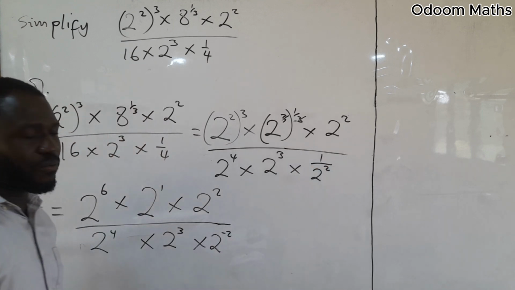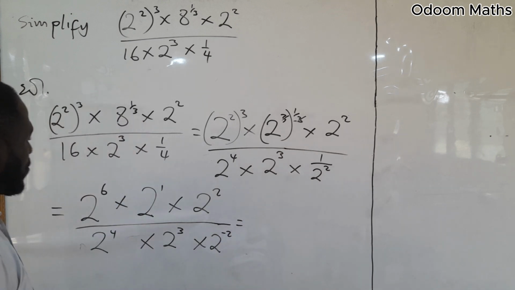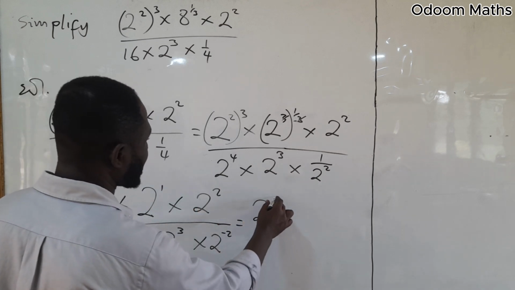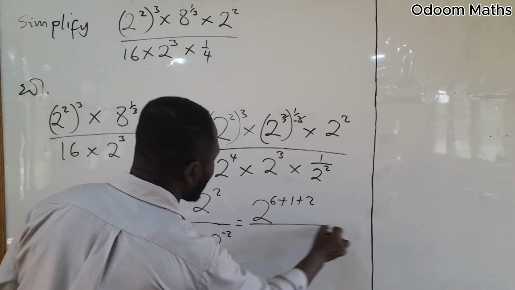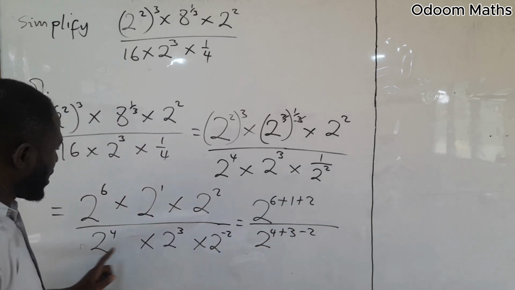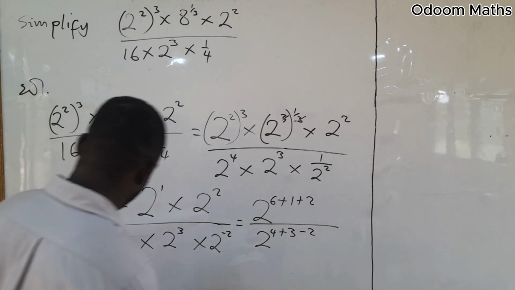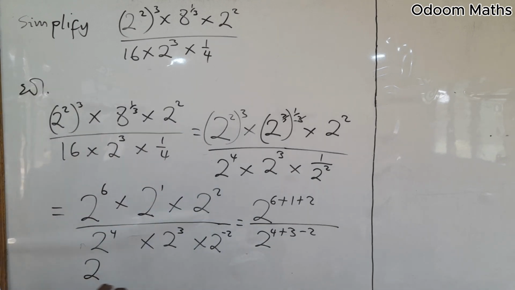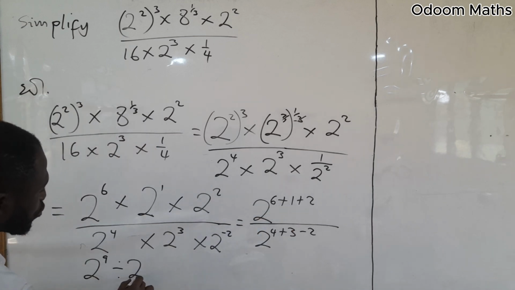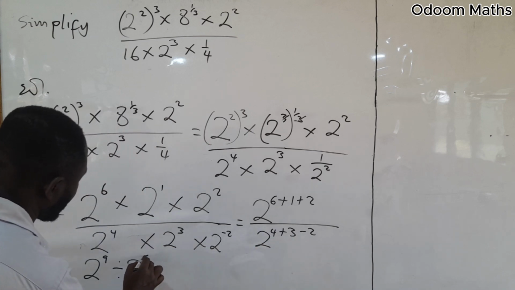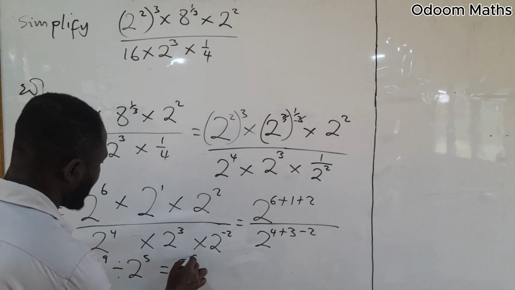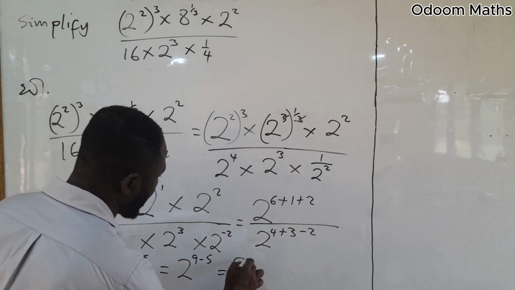Hope we've recalled that. Okay, now they are multiplying and they are of the same base. So 2 to the power 6 plus 1 plus 2 divided by 2 to the power 4 plus 3 minus 2. They are multiplied and are of the same base. So this subsequently becomes 2 to the power 6, 7, 9. So 9 divided by 2 to the power 7 minus 2, so 5. And they are of the same base and divided, so we subtract powers. So that is 2 to the power 9 minus 5, and that becomes 2 to the power 4.